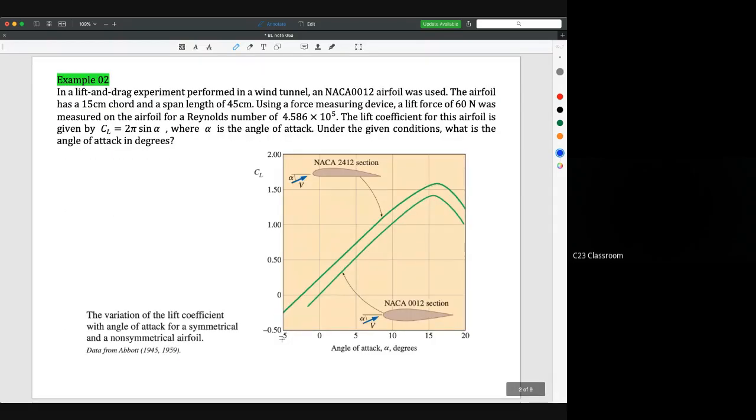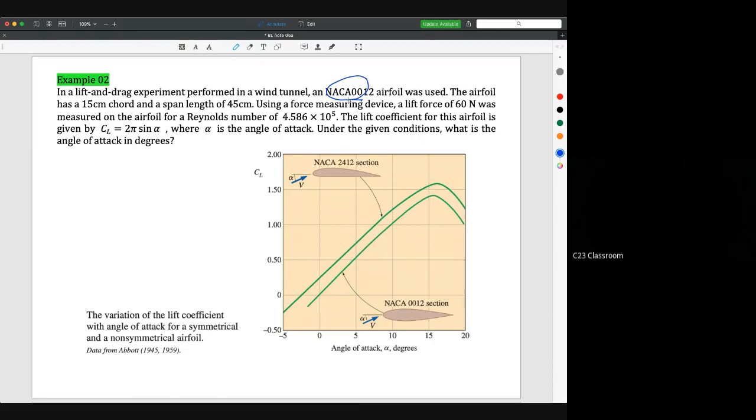So this is example 2. In a lift and drag experiment performed in a wind tunnel, a NACA 0012 airfoil was used. The airfoil has a 15 centimeter chord and a span length of 45 centimeters. Using a force measuring device, a lift force of 60 Newton was measured on the airfoil for a Reynolds number of 4.586 times 10 to the power of 5.